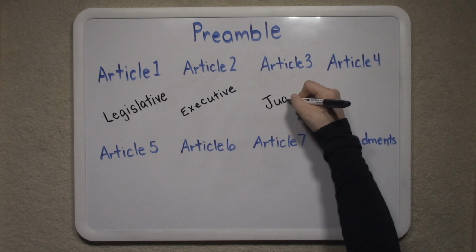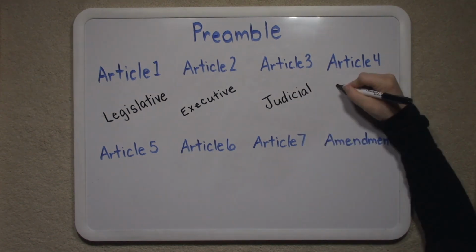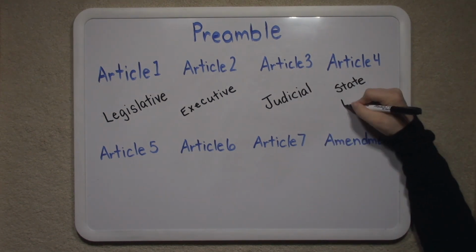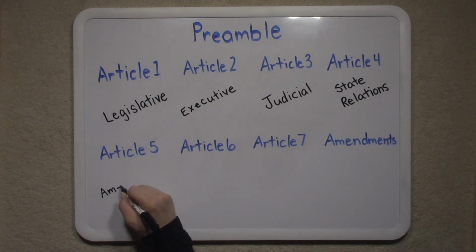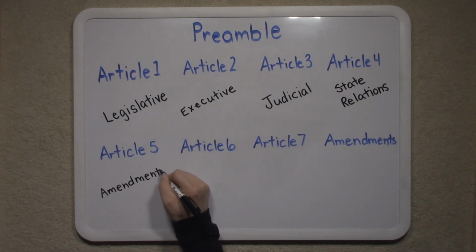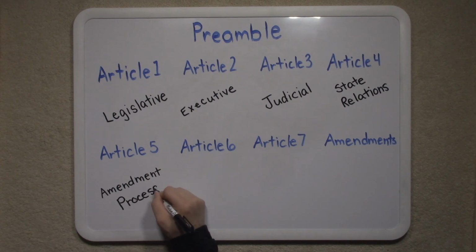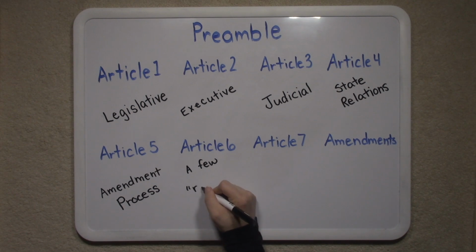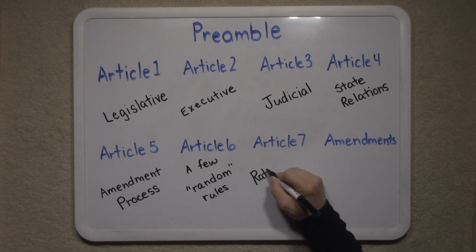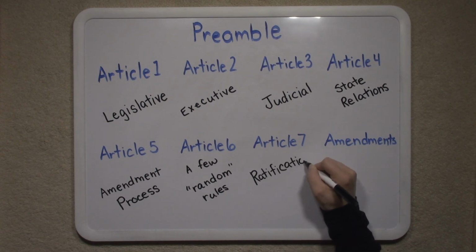Article 3 unpacks the judicial branch. Article 4 explains how states are to interact with each other and with the federal government. Article 5 describes the amendment process, in other words, how to make changes to the Constitution. Article 6 is sort of a catch-all for extra rules, including the Supremacy Clause. Article 7 just explains how the Constitution was to be ratified by the states.